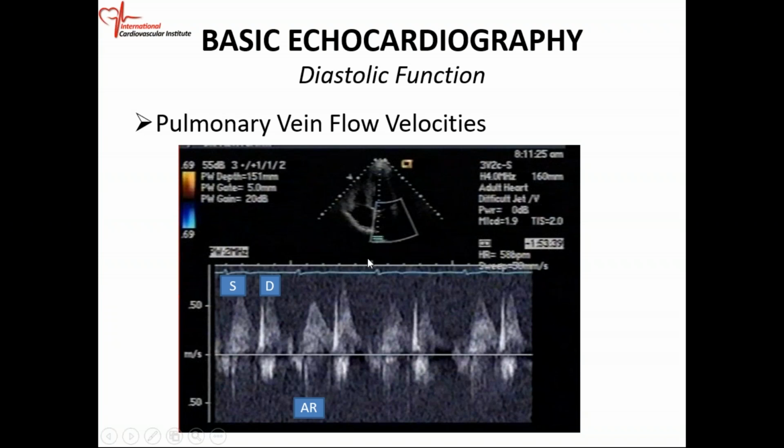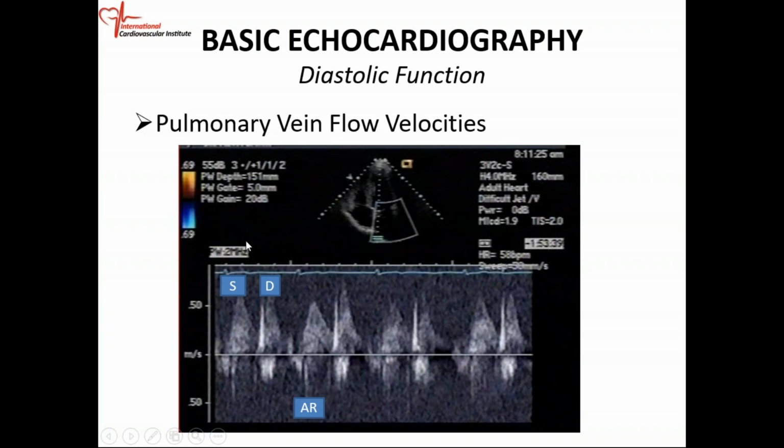Remember, the pulmonary vein flow is going into the atrium. It's moving towards the transducer. That is why you get your velocities or your envelopes above the baseline, systolic component, diastolic component. Your atrial flow reversal is going to be below the baseline because when the atrium contracts, it's going to push the blood in this direction, which is away from the probe.